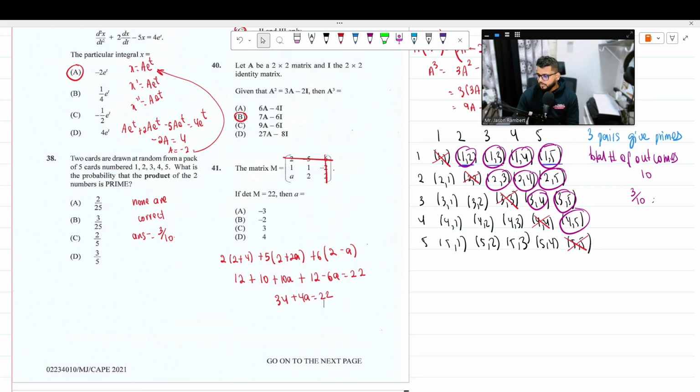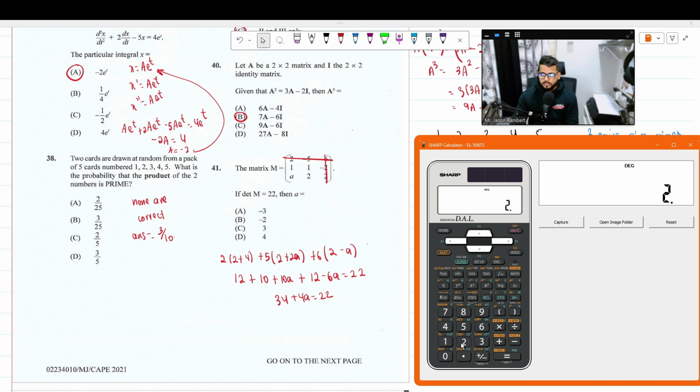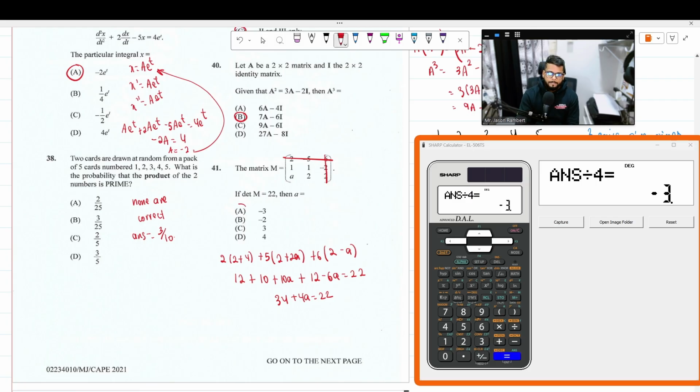I don't want to be a hero. I'm going to check and see what 22 take away 34 is. And I divide that by 4. I get A is minus 3. The answer is A.